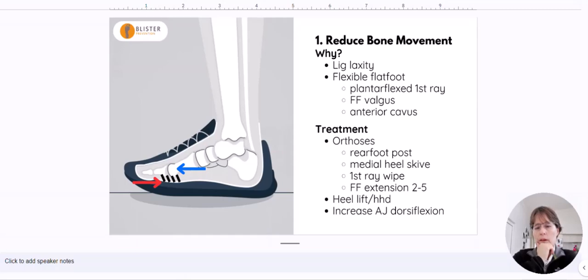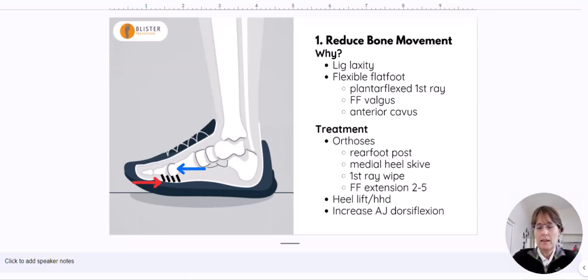So treatment, we can use orthoses with good arch contouring. That we might get through a first ray wipe. We would be looking to invert the rear foot, so trying to prevent excessive pronation at the rear foot, so we could use a rear foot post and a medial heel skive. We could use a forefoot extension 2 to 5, so that is basically padding under the 2nd to 5th metatarsal.